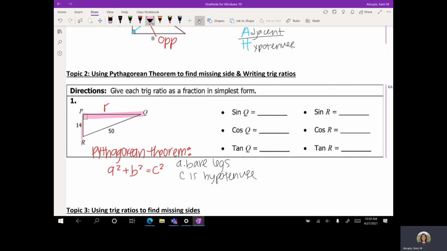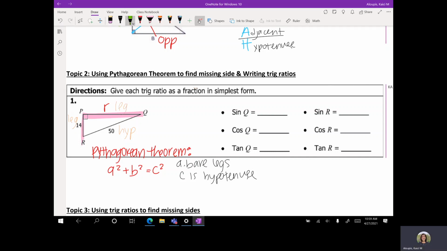So to find R, I know that this side and this side are the legs. How do I know that they're the legs? Well, the two sides that make the right angle are the legs. And the other side over here is the hypotenuse. The hypotenuse makes the two acute angles. So here we have our hypotenuse, and here's a leg over here, and here's a leg over here.